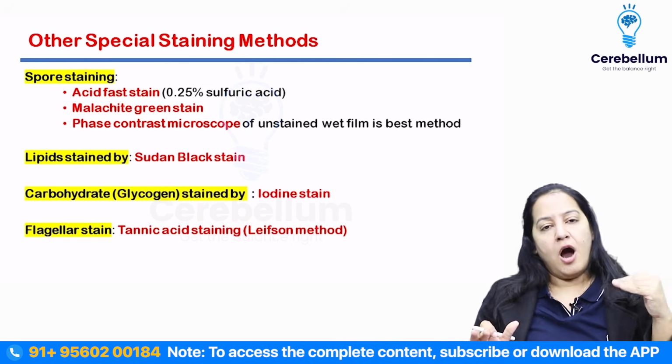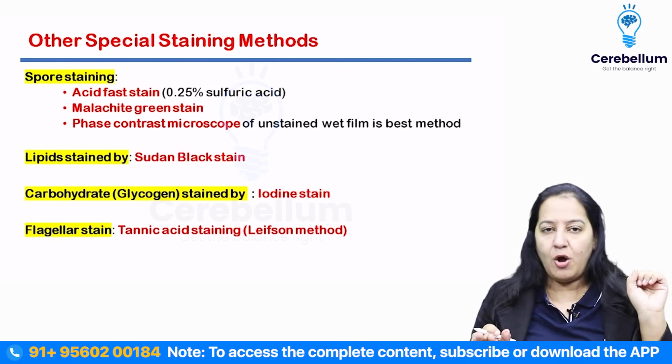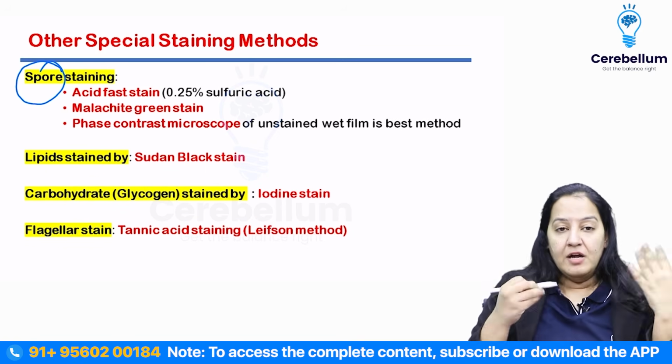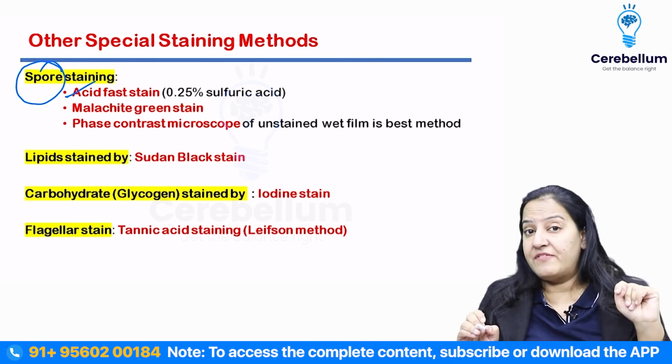Now after all these, there are some special staining methods for special organelles. For spores of the bacteria, we can use acid-fast stain. We have seen what was the mnemonic of acid-fast stain?